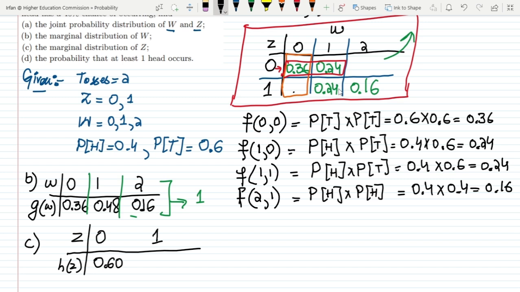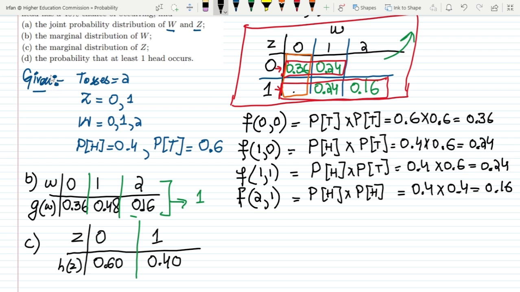0.60. Now similarly for 1, we have to add all the elements in this row. So adding them together, this is 0, 0.24 and 0.16. So ultimately we will get the value 0.40. So that is the solution of part C of our question.